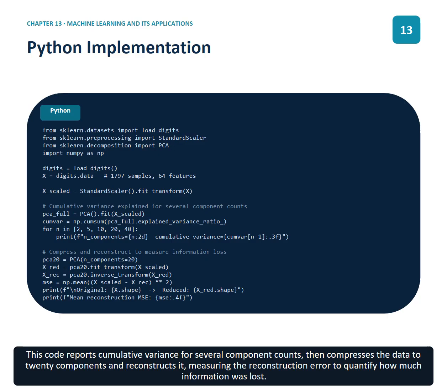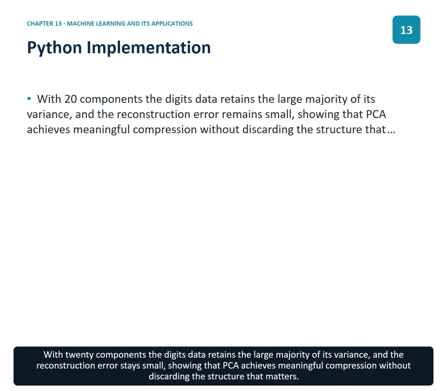This code reports cumulative variance for several component counts, then compresses the data to 20 components and reconstructs it, measuring the reconstruction error to quantify how much information was lost. With 20 components, the digits data retains the large majority of its variance, and the reconstruction error stays small, showing that PCA achieves meaningful compression without discarding the structure that matters.